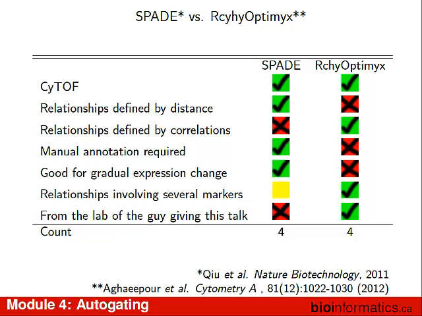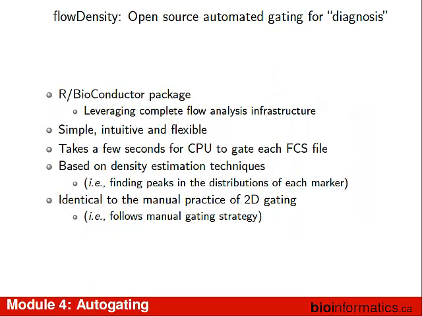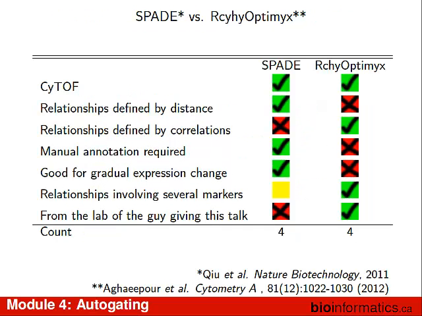So this is the FlowType ArchaeOptimix platform. Could you break down those descriptions on the side again, relationships defined by distance?